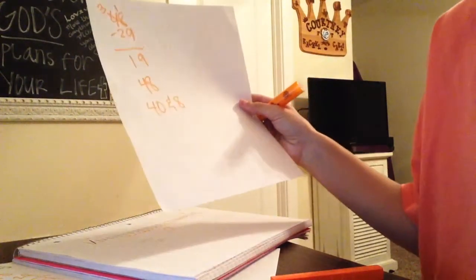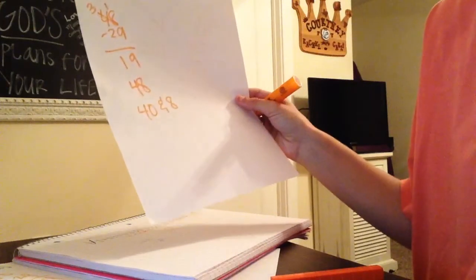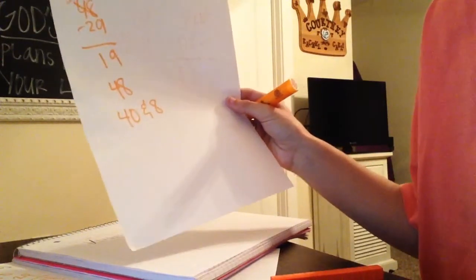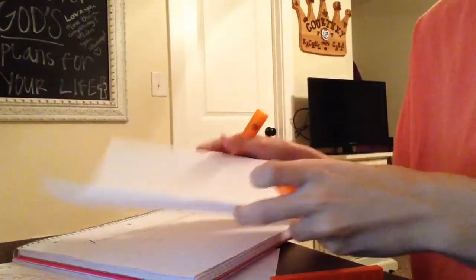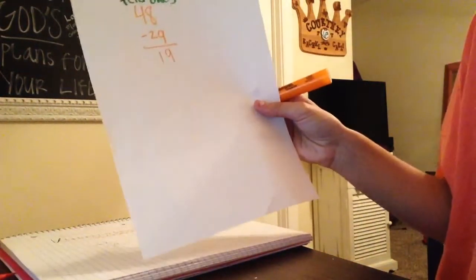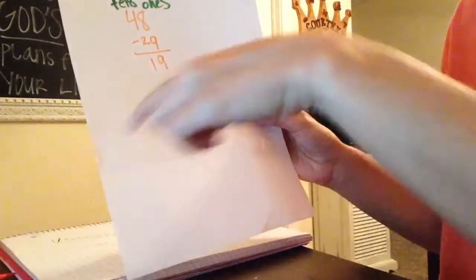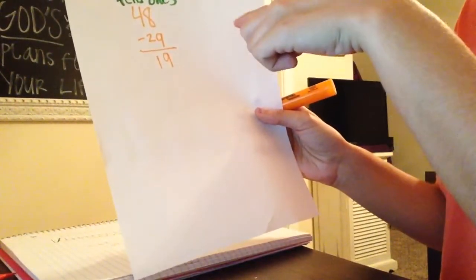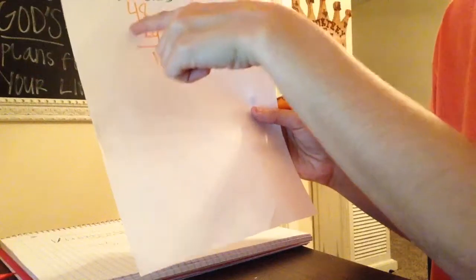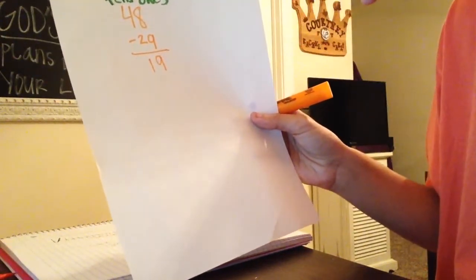So let's start off by breaking this problem down. Solve subtraction by regrouping using a set model. So 48 minus 29. The 4 is in the tens place and the 8 is in the ones. And the 2 is in the tens place and the 9 is in the ones. So you're pretty much saying there's 40 and there's 8 ones, and there's 20 and there's 9 ones.